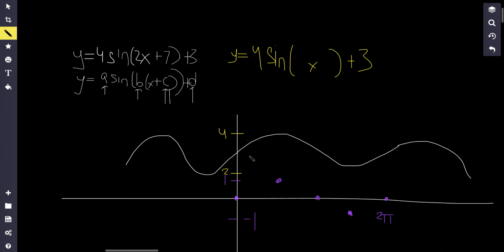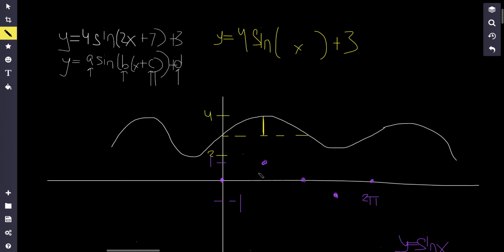What this 4 does is affect our amplitude, the distance between the midline, which in this case is 3, the line in the middle, y is equal to 3, and the highest point. The distance from our midline to the highest point is 1. However, with the addition of the 4, our distance from the midline to the highest point is now 4 units. So I'm just going to stretch this graph.